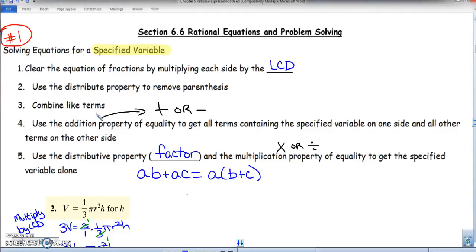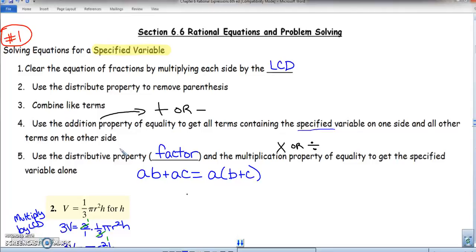Step 3, we're going to combine like terms, which are the terms that have the same variable raised to the same power. We're going to combine their numerical coefficients by adding or subtracting. Step number 4, we're going to use the addition property, which means that we are going to add or subtract the same quantity from both sides of the equation. Now what we're going to be trying to achieve in step 4 is to get all the terms that contain the specified variable on one side and all the other terms that do not contain that specific variable on the other side.